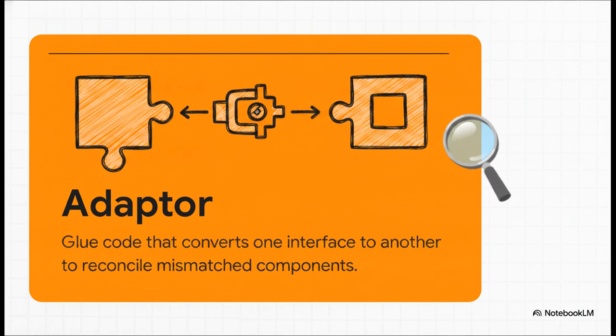We're going to use the define first rule here. We build an adapter. What is an adapter? It's a highly specific piece of glue code that converts one interface into another to reconcile these mismatched components. It basically acts as a middleman. It takes a request from component A, translates it into a format that component B actually understands, and then hands it over. It's how we force incompatible puzzle pieces to connect safely.